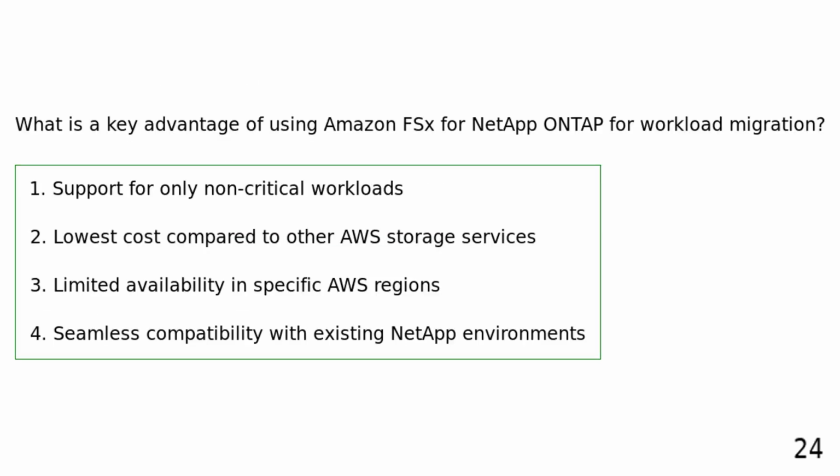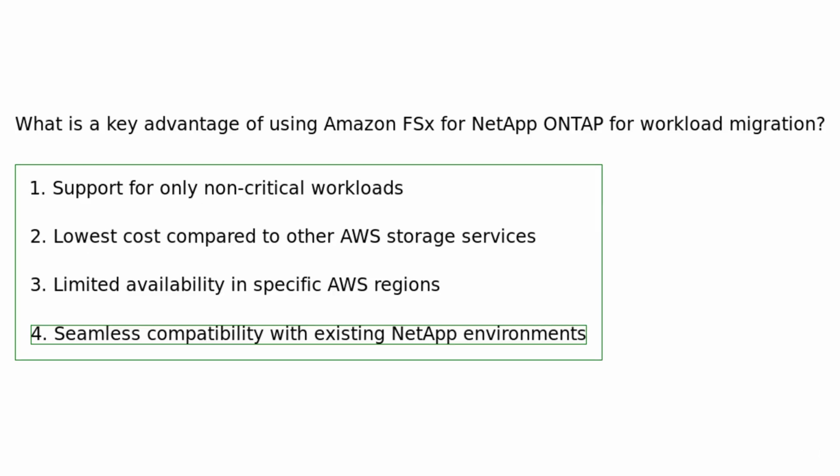What is a key advantage of using Amazon FSx for NetApp ONTAP for workload migration? Support for only non-critical workloads. Lowest cost compared to other AWS storage services. Limited availability in specific AWS regions. Seamless compatibility with existing NetApp environments. Amazon FSx for NetApp ONTAP provides seamless compatibility with existing NetApp environments, simplifying workload migration.